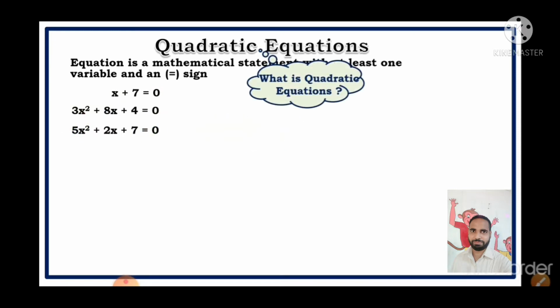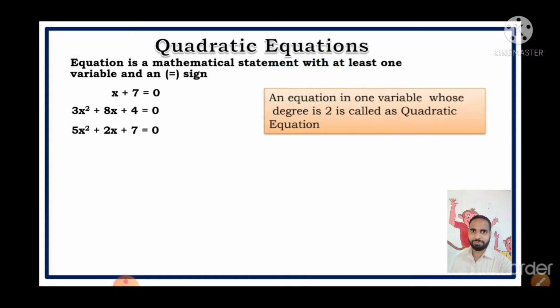So what is quadratic equation? So this was the meaning of the equation. Now let us understand the word quadratic. An equation in one variable whose degree is 2 is called a quadratic equation. Such equation whose degree is 2 is called the quadratic equation. ऐसा इक्वेशन जिसका डिग्री 2 है उसे quadratic equation बोला जाता है.